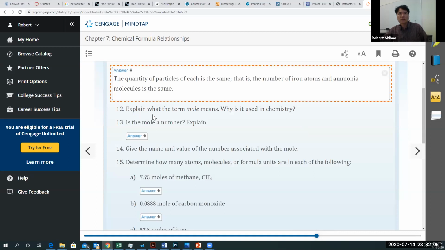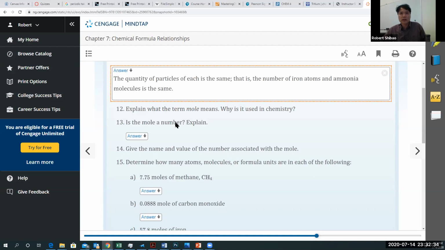Okay. Explain what the term mole means. A mole is the counting unit, like the dozen, but it's a very big counting unit. Why is it used in chemistry? Because we need to count huge quantities. If you count a dozen water molecules, you can't even see that. And so the other question that comes up is, why is it a strange number? It's a strange number because it's defined based on carbon-12.